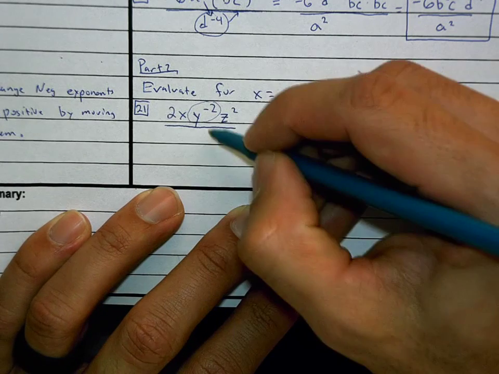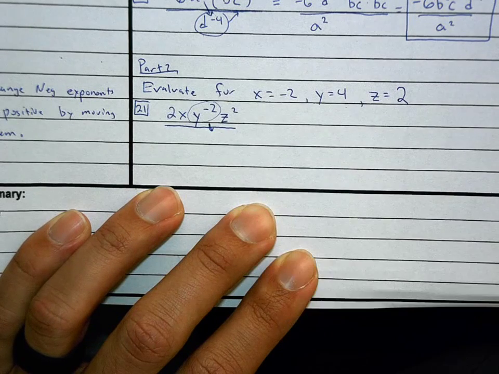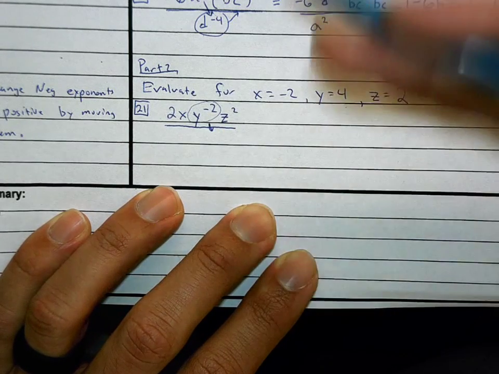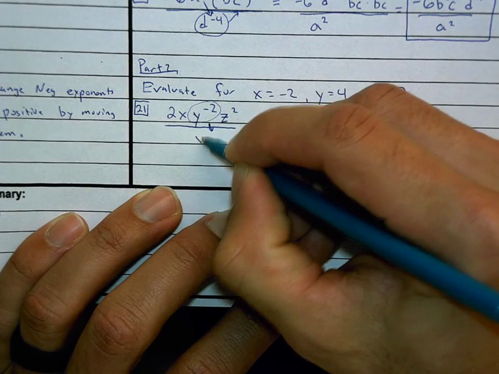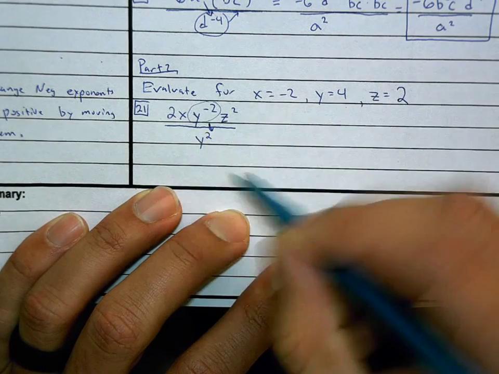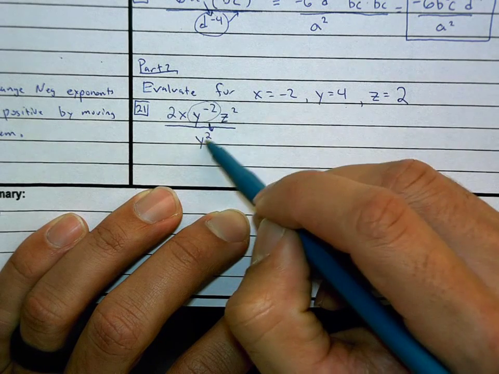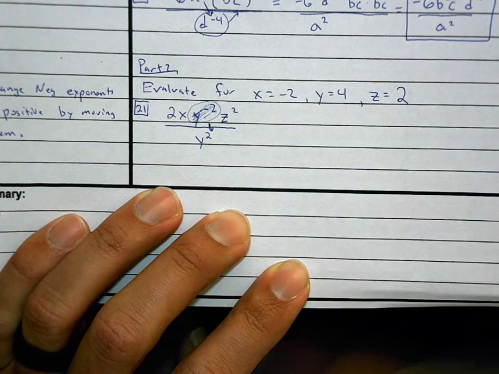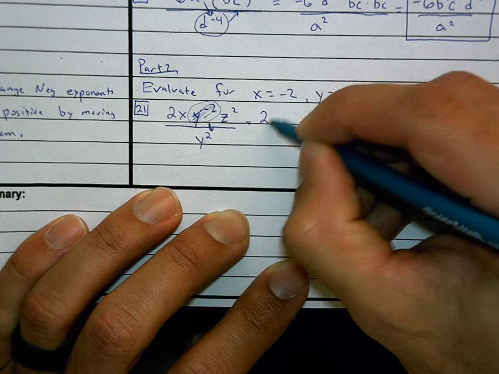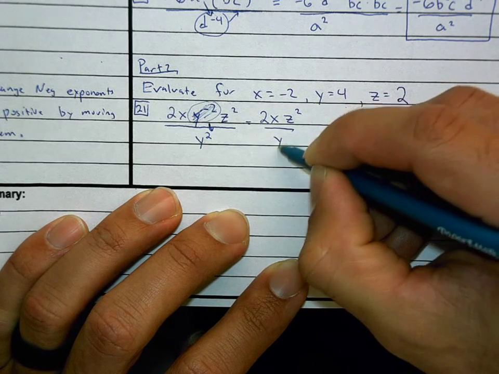And what do I do? I move negative exponents to the opposite side. If it's in the numerator, it goes to the denominator. If it's in the denominator, it goes to the numerator. And it becomes a positive exponent in the other place. See how that moved down and became y squared down in the denominator? That's it. This is 2x z squared over y squared.